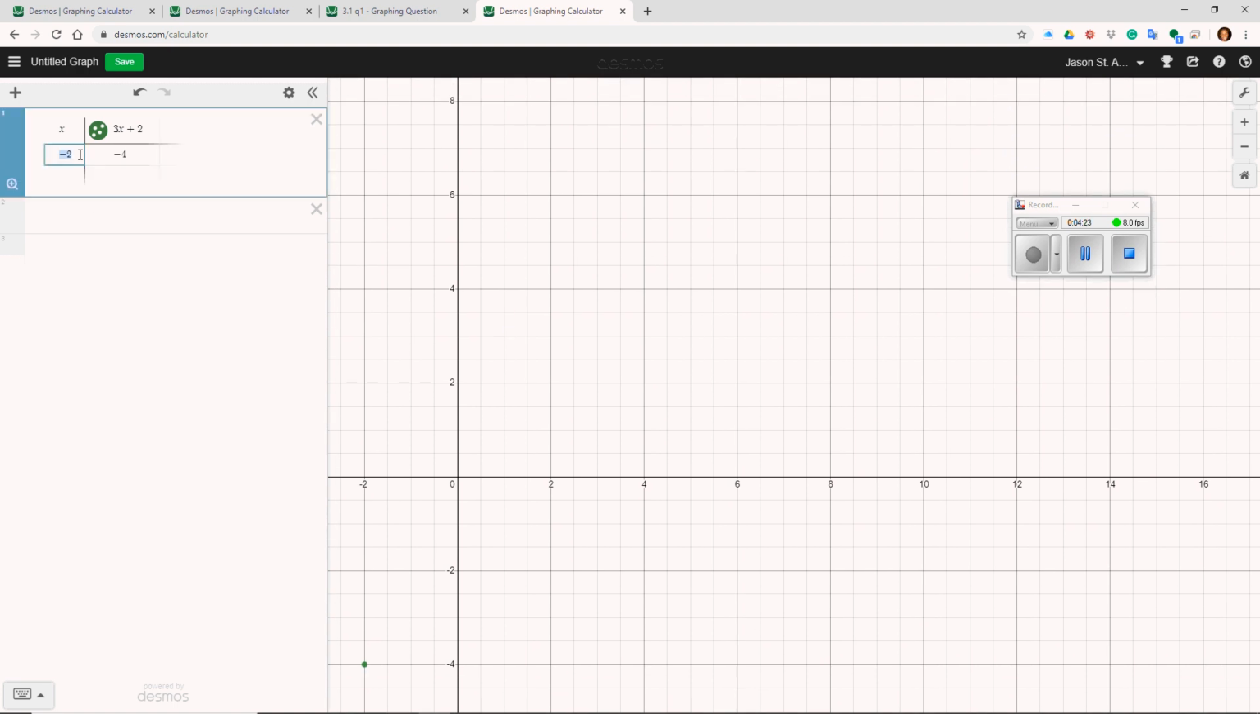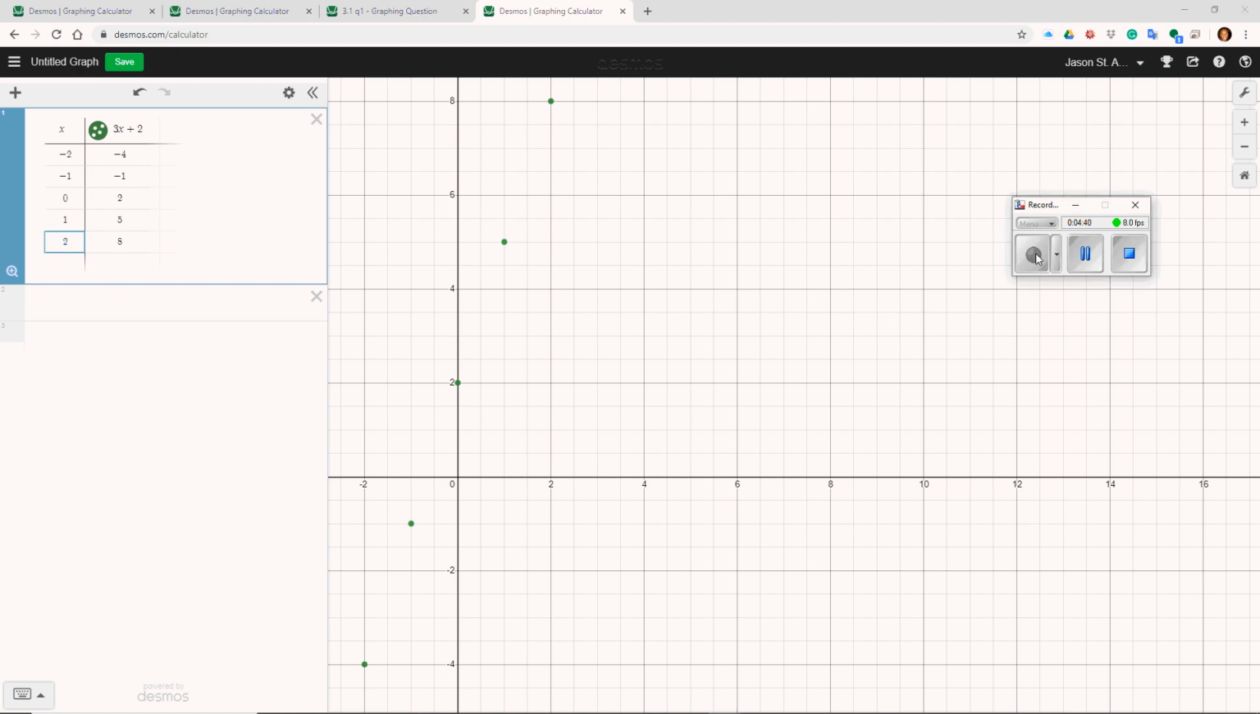To get the next point, we go up by 1. We go down to the next line and write -1, and it will calculate that for us. If we hit enter, it will show the rest of the points we were looking for. As you can see, these points match what we were using before.